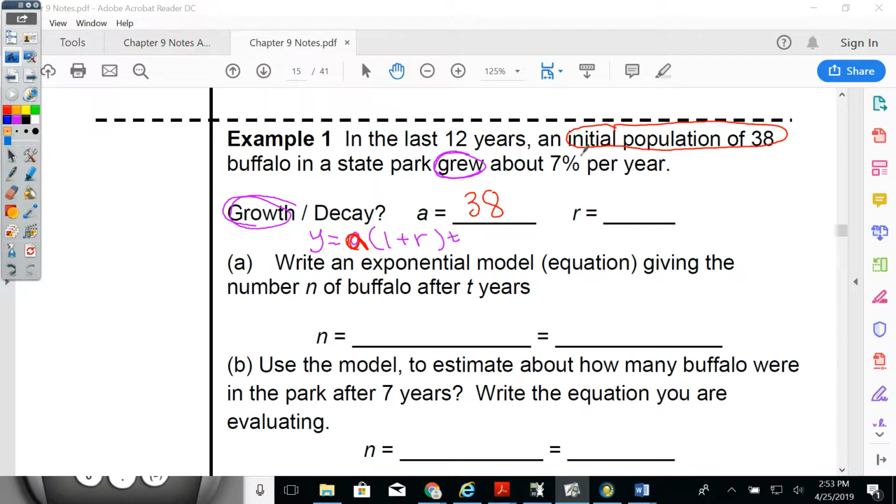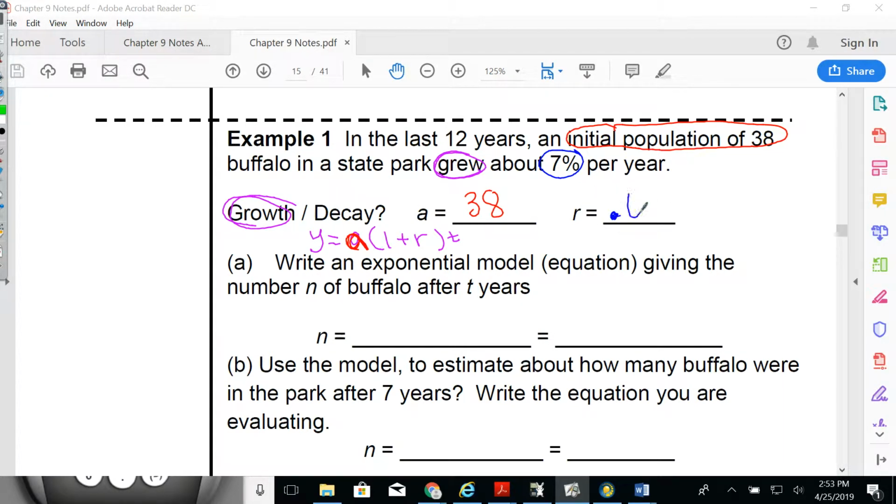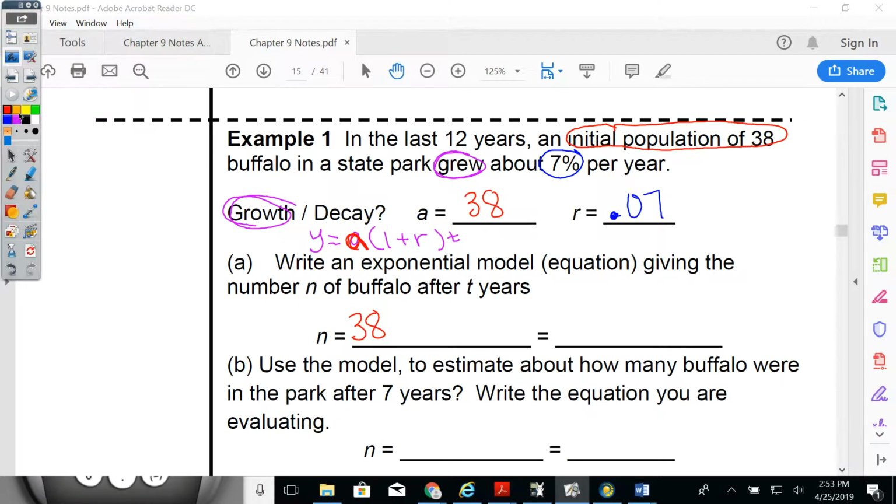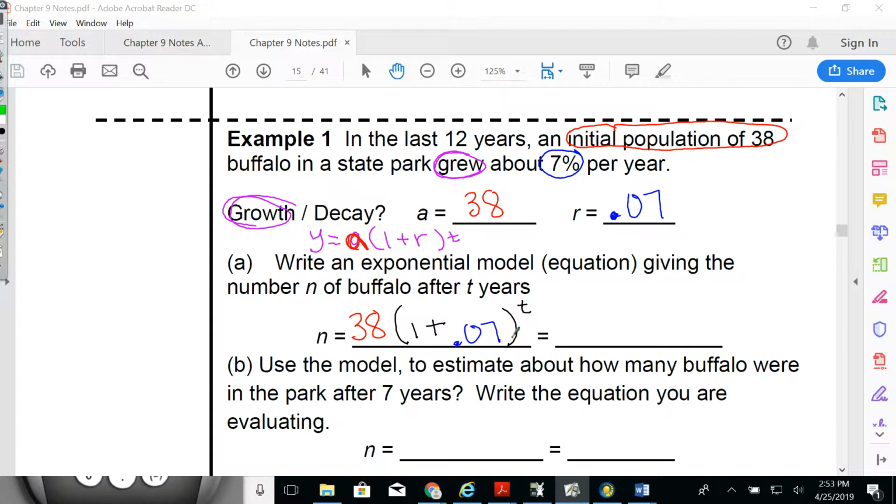And for my percentage, 7% as a decimal, we would just move it back twice, dividing by 100, which makes it 0.07. So making our equation, y equals, or n equals, either way, 38 is the initial population, and we do 1 plus, since it's growth. R is 0.07, so we want to add 0.07 to it. And because it's asking for an equation, we're going to leave t as t. We'll plug in a number for t down here, but right here is just the equation. So our equation is 38 times 1.07 to the t power.